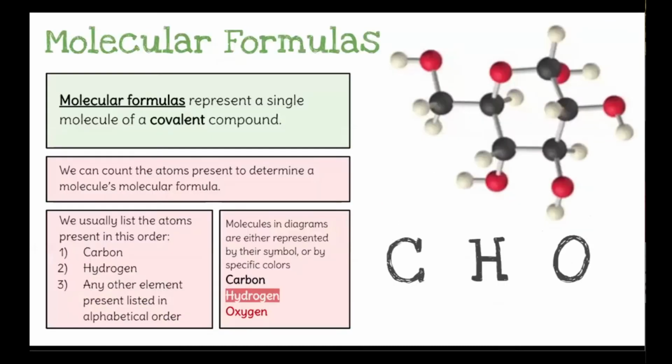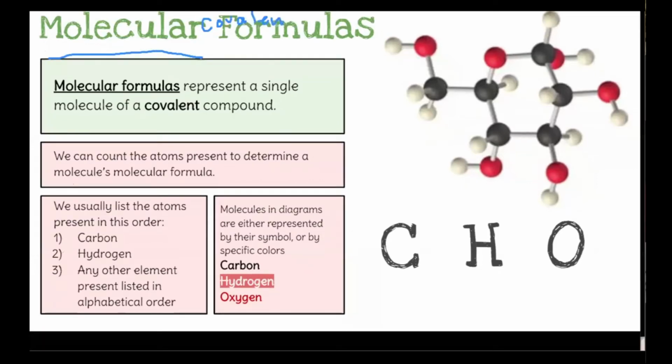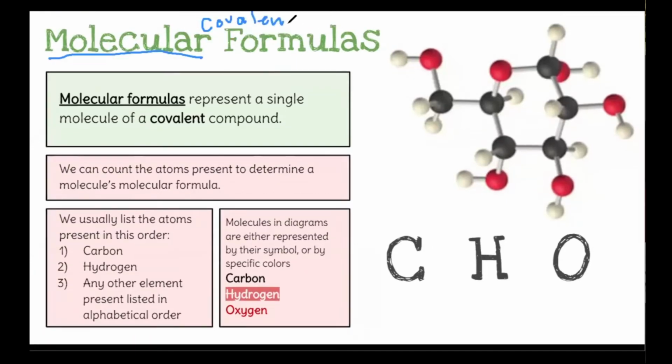Once we follow those, then we just have to look up what the symbols are. We do have 2 different names. So molecular formulas are specifically for things that are covalent. Things that are covalent are going to have molecular formulas because they are molecules. So our molecular formula is going to represent a single molecule of a covalent compound. If I presented you with a picture like this, you could figure out its molecular formula by counting the atoms.